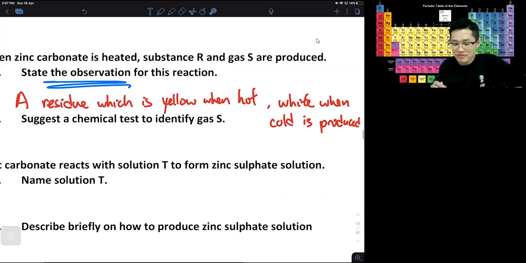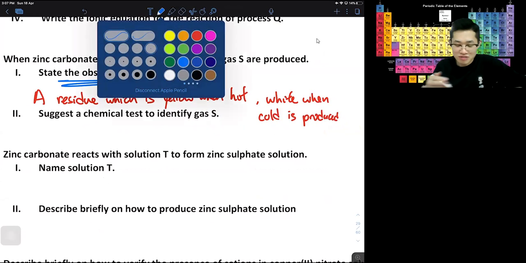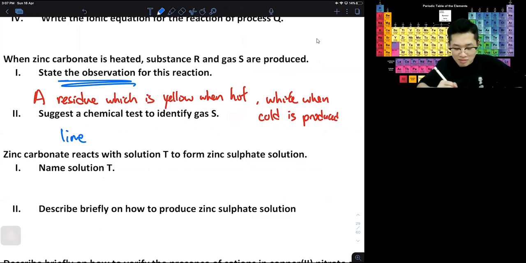So a chemical test for gas S. Gas S is carbon dioxide gas. How do we test carbon dioxide gas? Yes, the lime water turns cloudy. We just write a short one to save our time. Lime water, cloudy, like that.